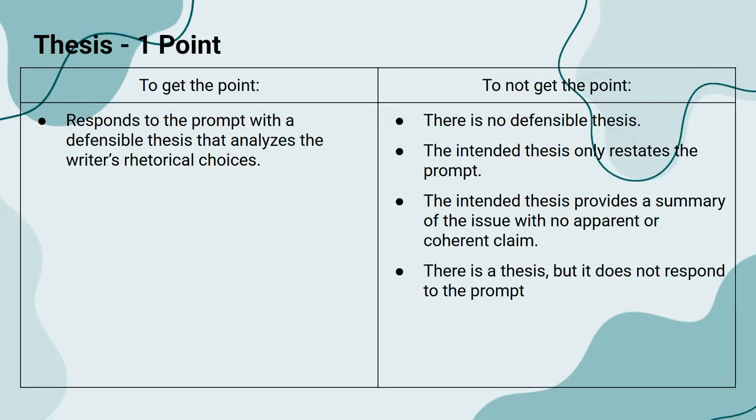So the thesis, how do you get the point? Very simply, you respond to the prompt with a defensible thesis that analyzes the writer's rhetorical choices. You just argue the point. However, to not get the point, number one, you don't have a defensible thesis. The intended thesis only restates the prompt. The intended thesis provides a summary of the issue with no apparent or coherent claim. Or there's a thesis, but it does not respond to the prompt. All these are rather simple ideas. I don't think any of this is so shocking. These are all definitions taken straight from College Board, so it should be pretty self-explanatory.